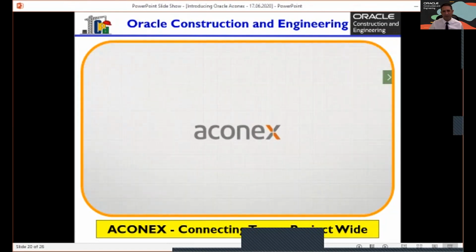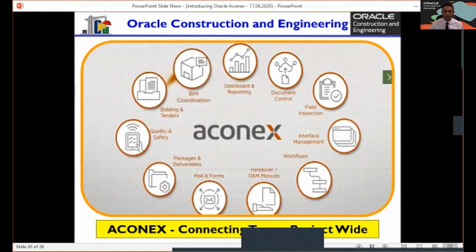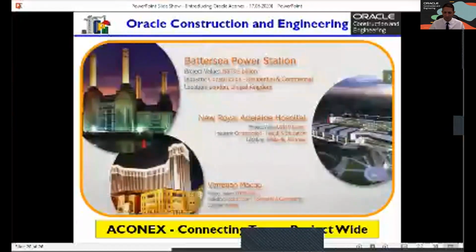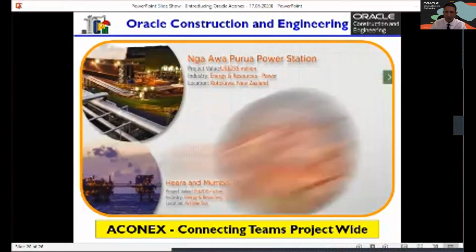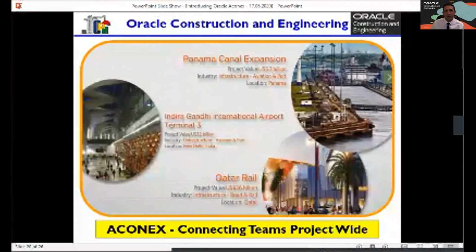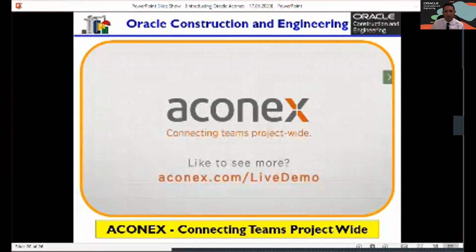As you've seen, Aconex delivers a project-wide suite of solutions in the cloud to structure decisions and processes across your project. We've connected more construction and engineering teams than any platform to deliver over $1 trillion in project value. Call us today for a personal demo and find out how Aconex can transform the way you deliver projects.